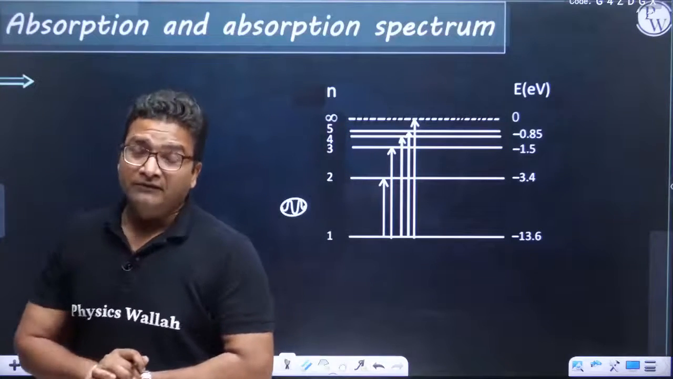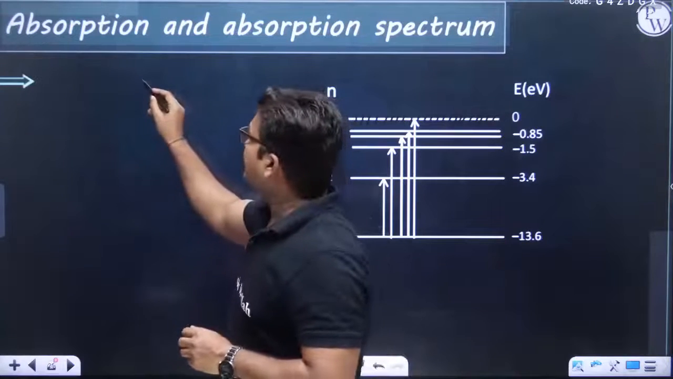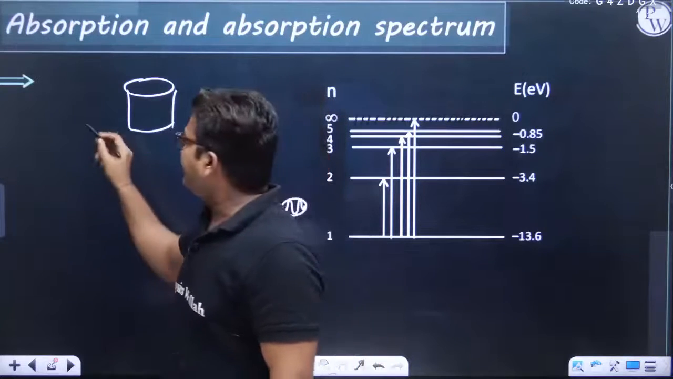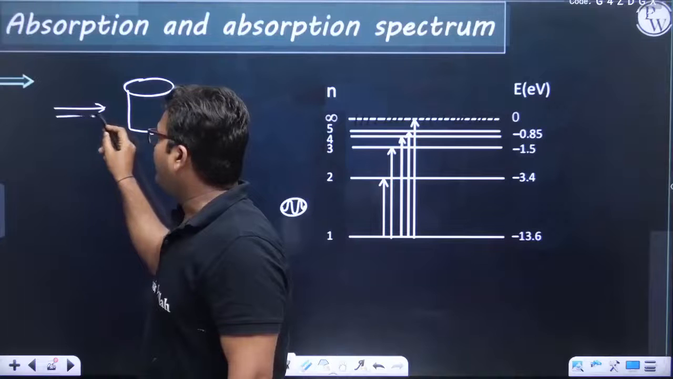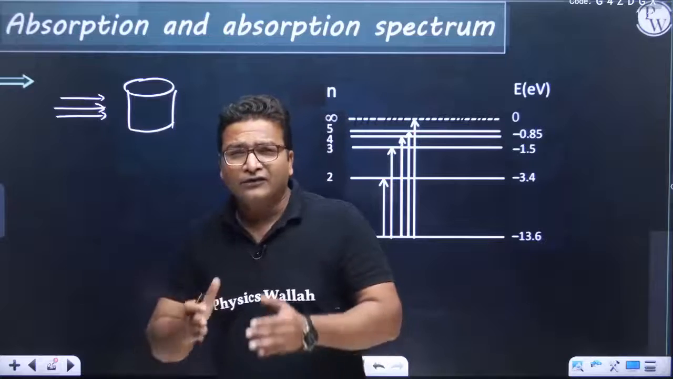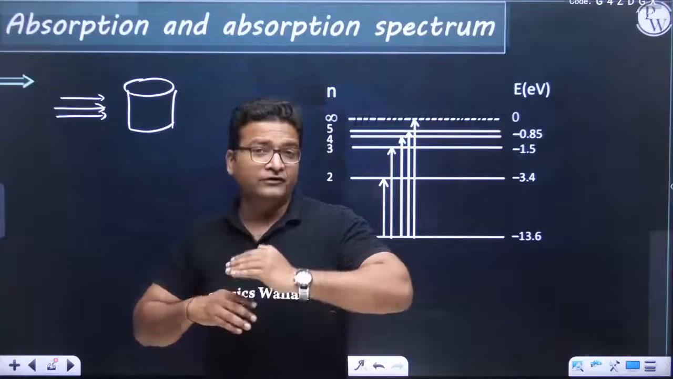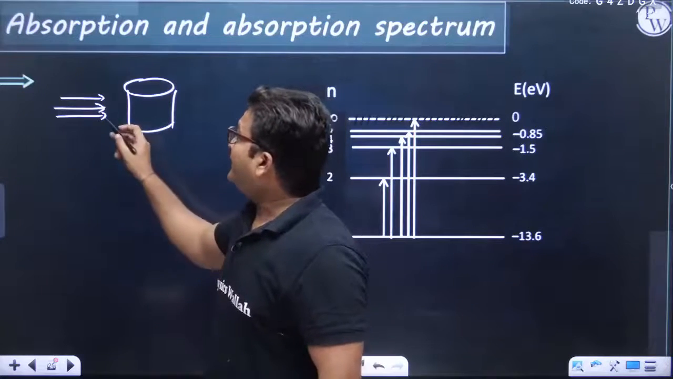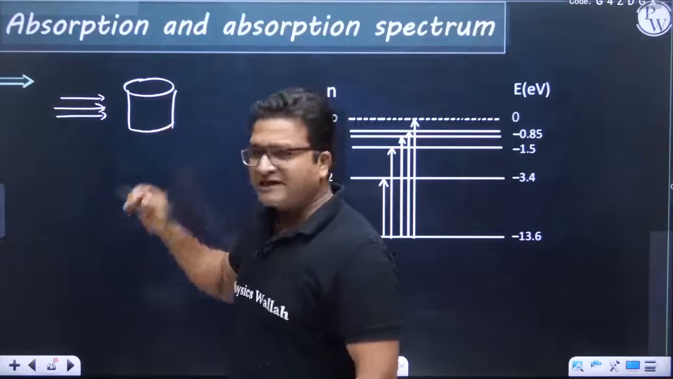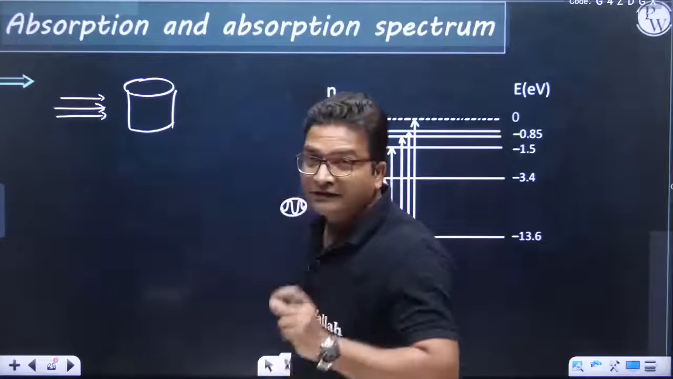So now we will study what is absorption and absorption spectra. Suppose we have a container which contains some hydrogen gas in it, right? And we send some electromagnetic waves, meaning light, and say these waves contain almost all kinds of photons, from very low energy photons to very high energy photons. When these photons are passed through this hydrogen gas, some of the photons are absorbed by the hydrogen atom, and this is called absorption.